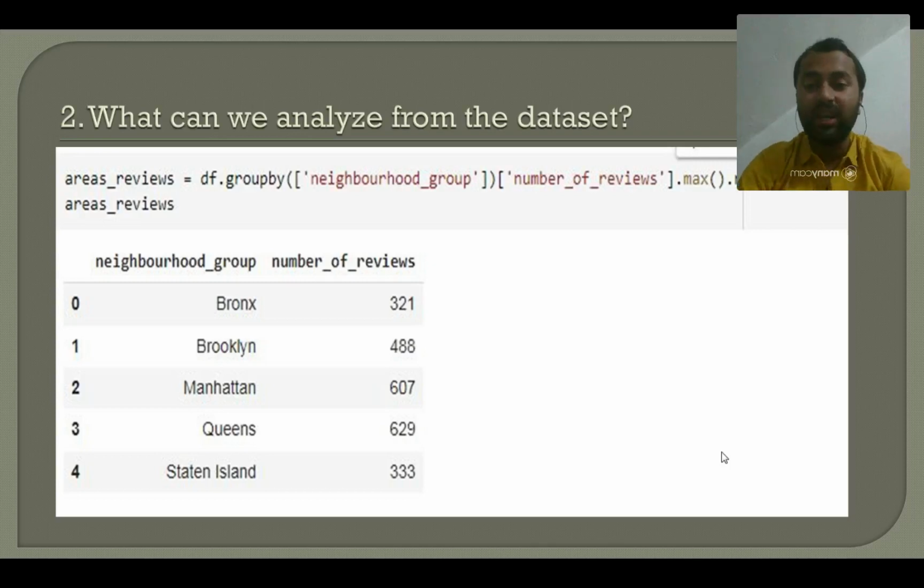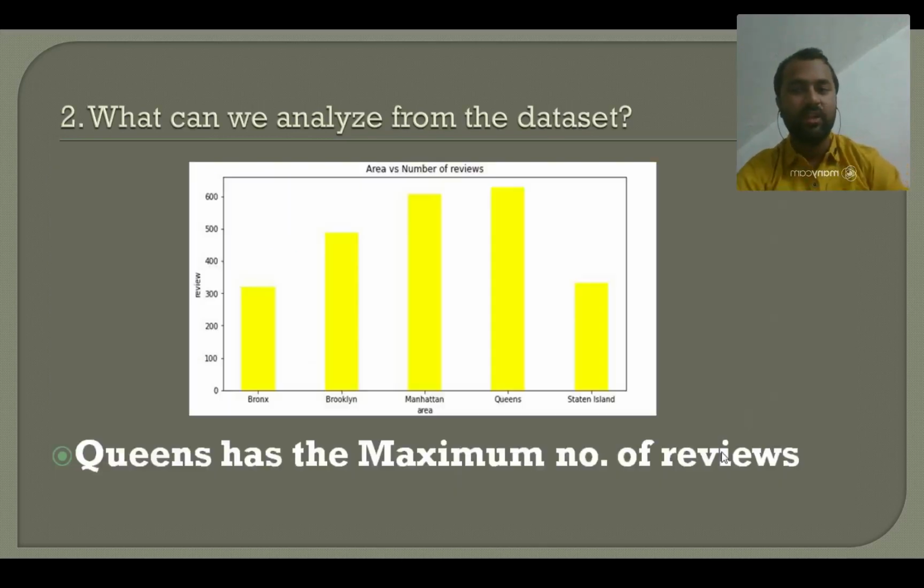Next, the second one: what can we analyze from this data set? Again I used the group by command, and the two columns were neighborhood group and number of reviews. I took the maximum, grouping by them, and here is the result for Bronx, Brooklyn, Manhattan, Queens, and Staten Island with the highest number of reviews. Queens got the highest number of reviews, meaning the Queens area has high density of rental places. So here was the output of my second objective.